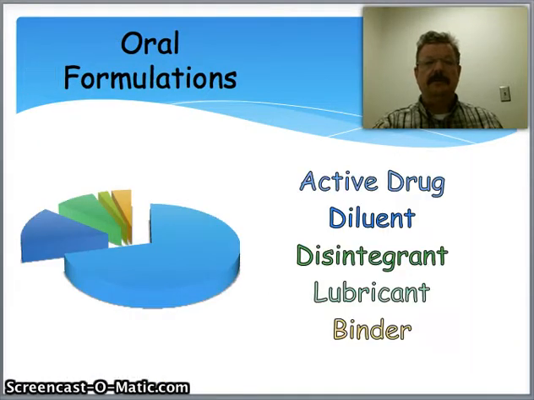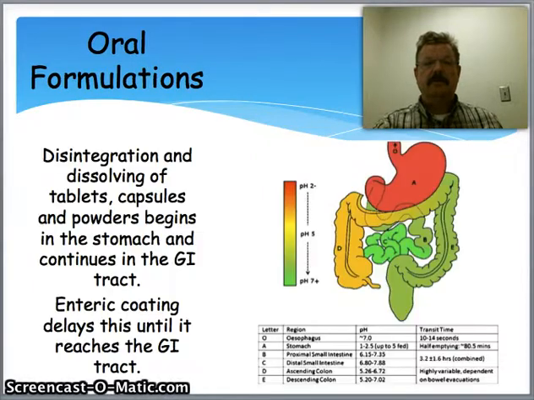Oral formulations are made up of various parts. The active drug is the biggest part. Diluent dilutes some of the active ingredient. Disintegrant, lubricant, and binder are the other parts. In oral formulations, disintegration and dissolving of tablets, capsules, and powders begin in the stomach and continue in the GI tract. Enteric coating delays this until it reaches the GI tract.